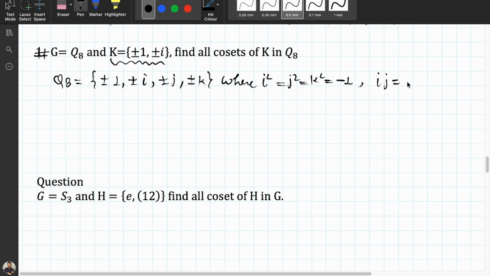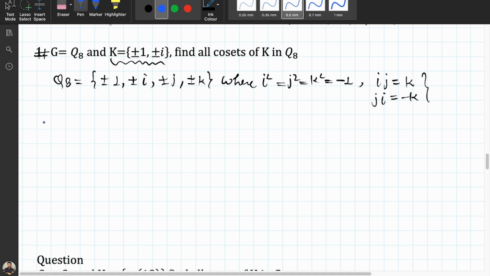i into j is nothing but k, j into i. Simple property. My task here is, if I take 1 into K, write 1 into it, that is nothing but plus minus 1, plus minus i. Then minus 1 is nothing but minus plus 1.